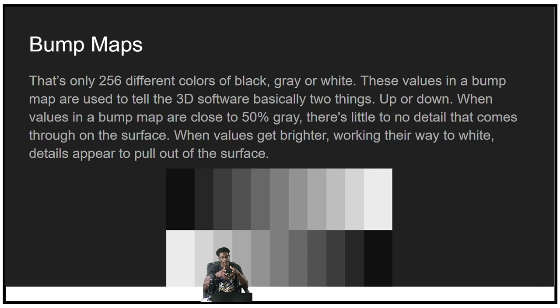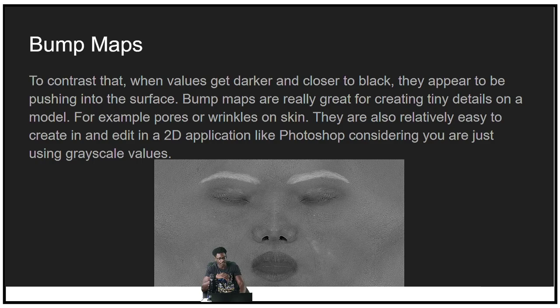These values in a bump map are used to tell the 3D software basically two things: up or down, right? So when values in a bump map are close to 50% gray, there is little to no detail that comes through on the surface. So it's a relatively smooth, flat surface. When the values get brighter, working their way to white, details appear to pull out of the surface, right? But the opposite is also true. When they go below that 50% and dip closer to black, you're giving the appearance that the mesh is pushing into the surface. Bump maps are really great for creating tiny details on a model.